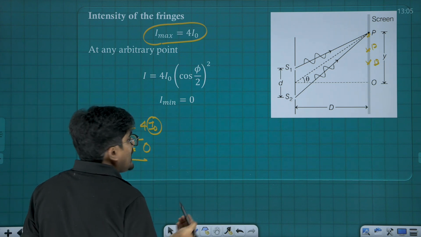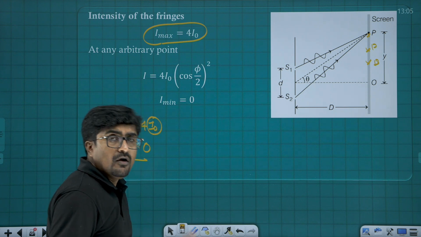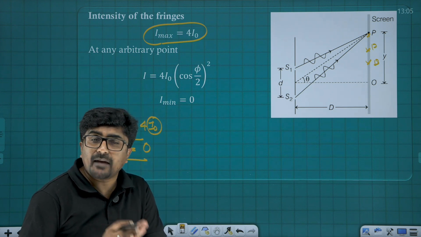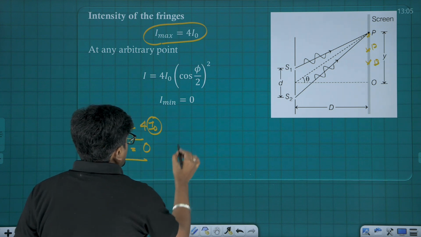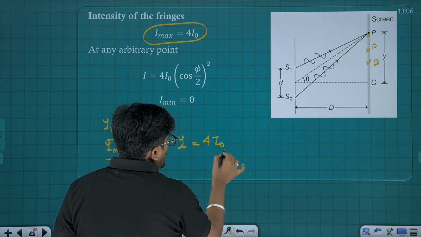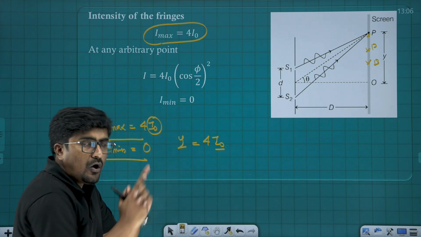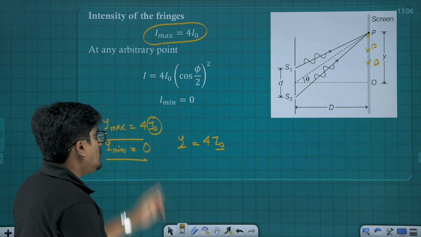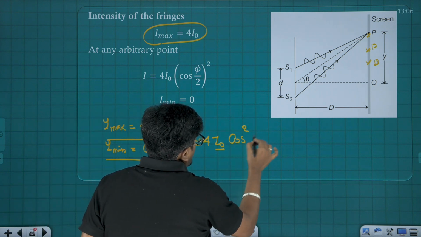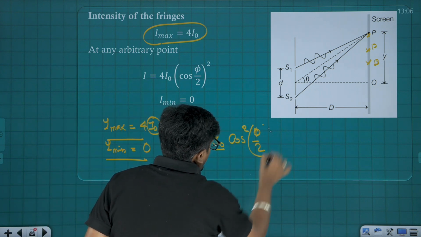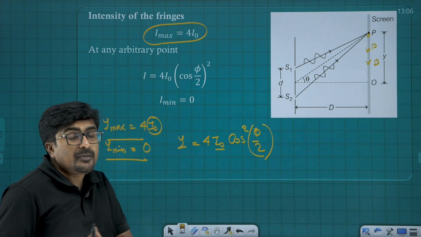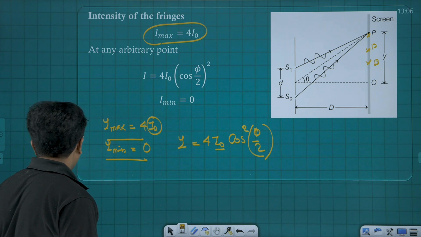And if you have got any point P, where you know what is the phase difference between the wave coming from S1 as well as S2, in that case the resultant intensity I, that is going to be 4 times I naught, where I naught is the intensity of the wave coming from S1 or S2. So there it is going to be 4 times I naught into cos square phi by 2, where again I am repeating, phi is the phase difference between waves coming from S1 as well as S2.